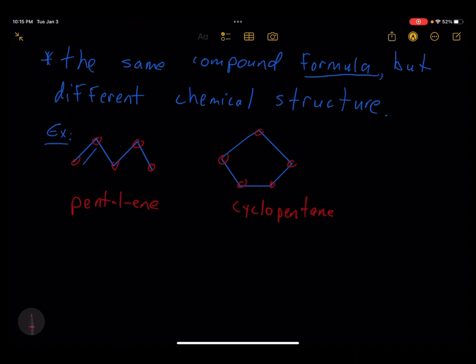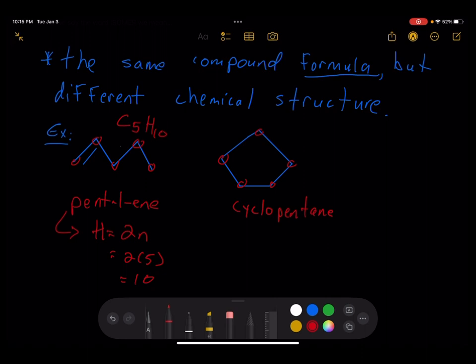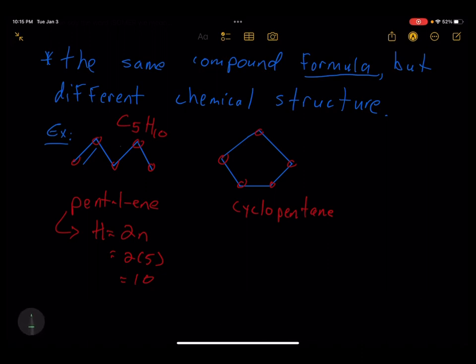Why? If I were to write the chemical formula, or the empirical formula, for pentene, remember for H's, for alkenes you can go 2N. That would mean this has 2 times 5, where the N stands for the number of carbons, and that would give us 10 H's. So the chemical formula for this one over here would be C5H10.